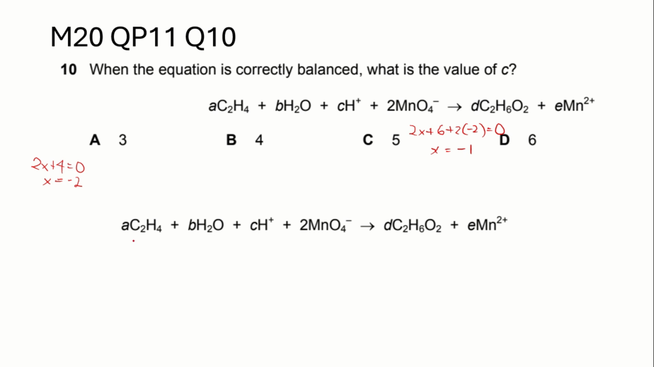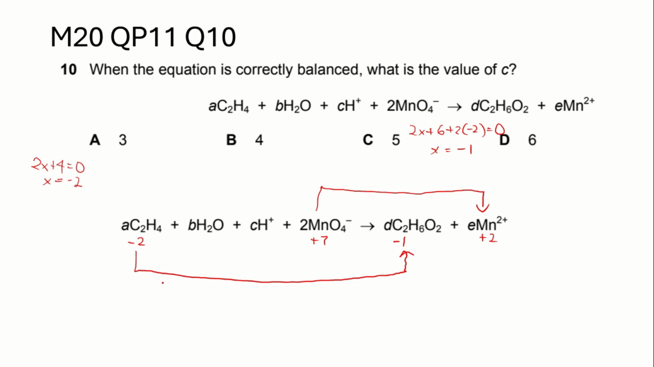So let me put this oxidation state below the element. After that, the manganese in the manganese 7 ion has an oxidation state of positive 7. In the manganese 2 ion, it is positive 2. I will now show an arrow for the two different half reactions. Carbon negative 2 to carbon negative 1 will be an oxidation. Manganese 7 to manganese 2 will be a reduction.